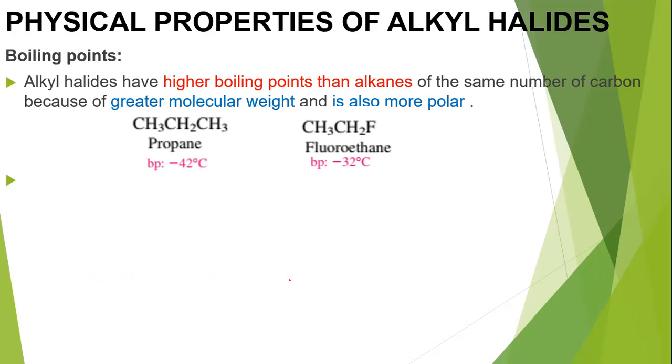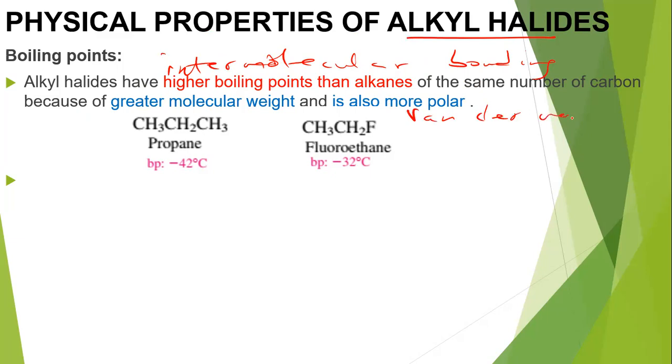Good. So the first physical property is the boiling point. Now, the boiling point, let me make it very clear here, depends on the intermolecular bonding. So the first thing we have to ask ourselves is what type of intermolecular bonding exists in alkyl halides? Now, the answer is the van der Waals force. So we have the van der Waals force between alkyl halides, right?